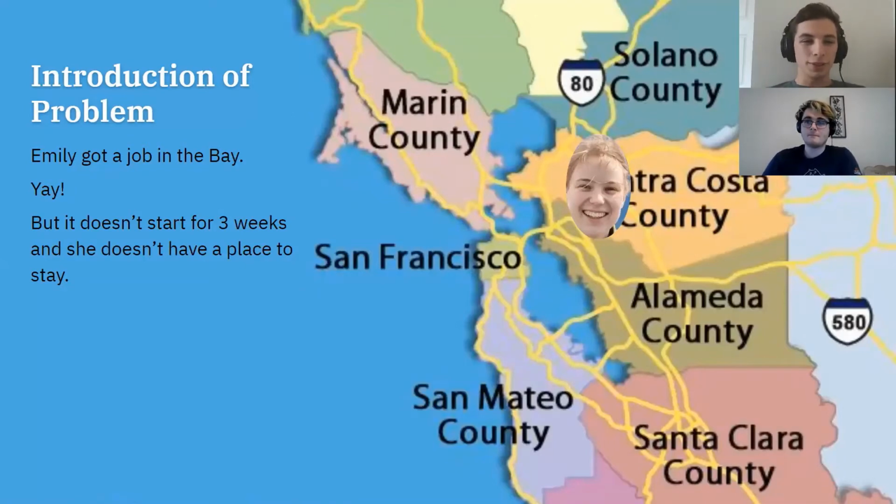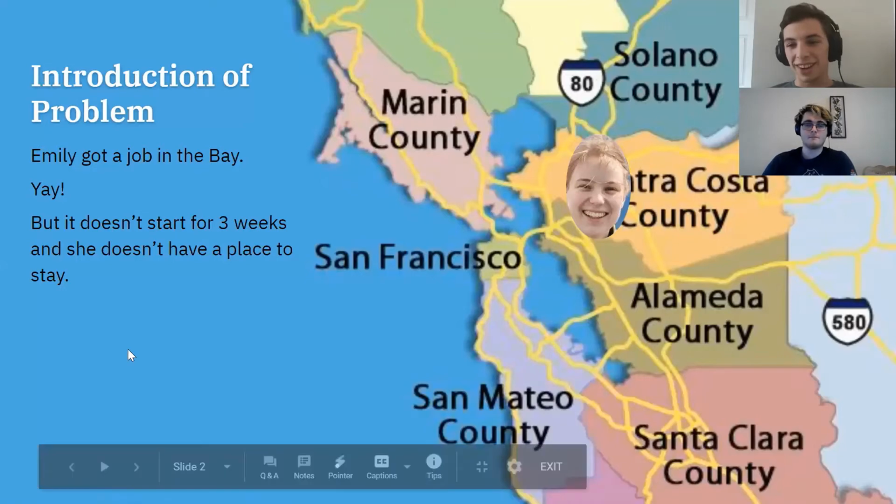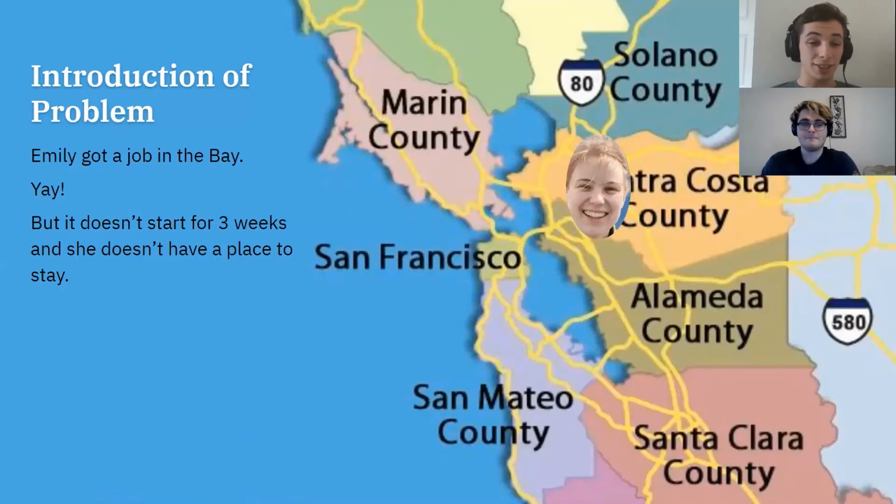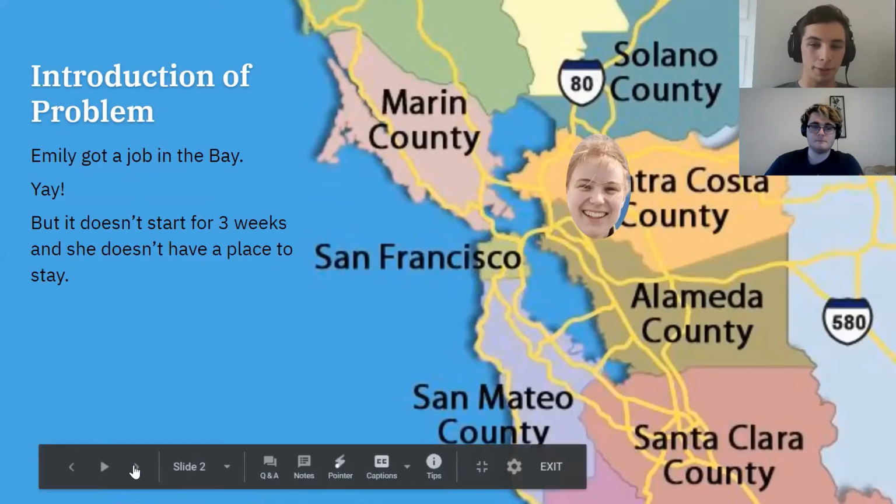Okay, so to introduce the couch surfing problem, let's start with an example. Our good friend Emily got a job in the Bay. Yay! Unfortunately, the job doesn't start yet. It starts in 3 weeks, and she doesn't exactly have a place to stay. With Bay Area house prices and rent, she would rather not get a hotel or an Airbnb, and she would rather couch surf with her friends in the area.